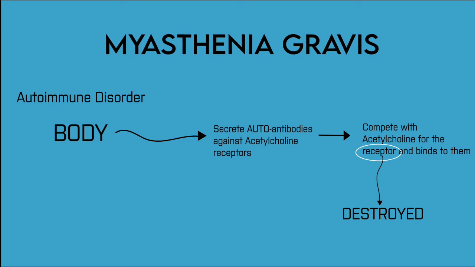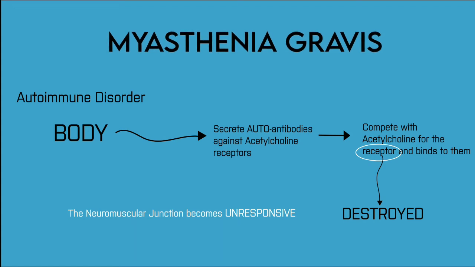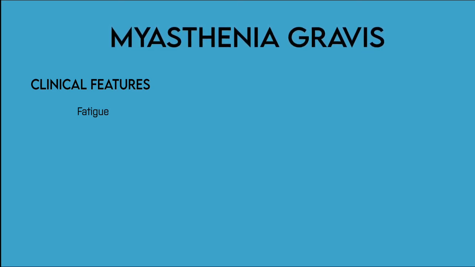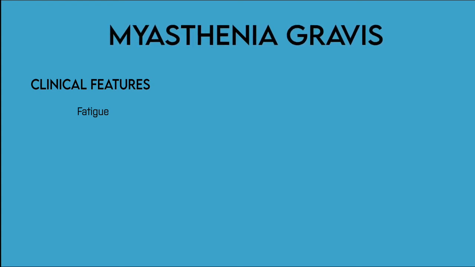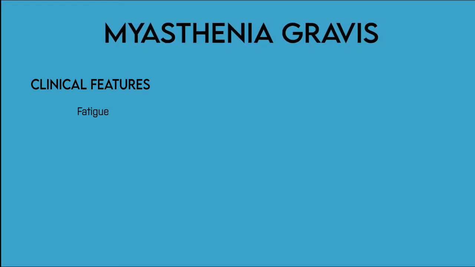Synaptic membrane, making it unresponsive to the acetylcholine that is being released by the motor neuron. The main clinical features are fatigue, which increases with nerve stimulation. So a person with myasthenia gravis will feel more tired towards the evening, and they will wake up more refreshed and less fatigued in the morning after sleep.